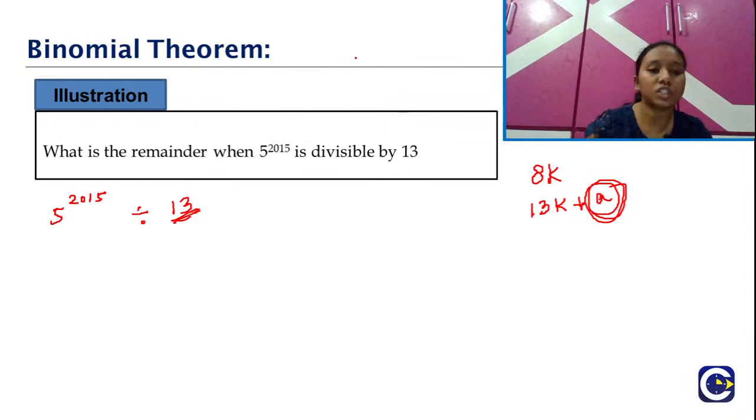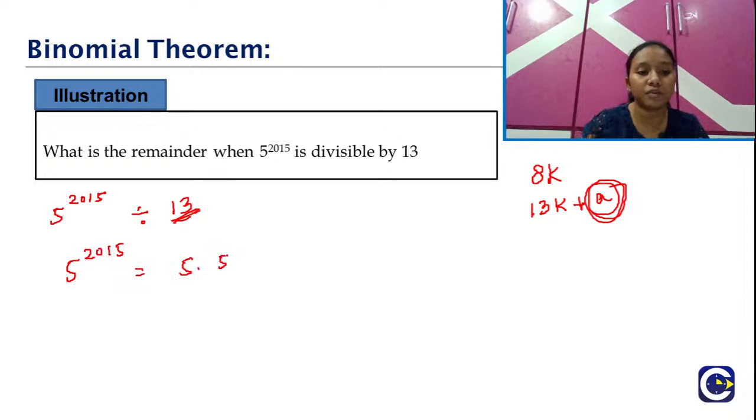So let's see how we can convert into 5. It should be something in the power. Here we are having an odd power, so we cannot split it. So I'll rewrite 5 power 2015 by taking one 5 out of it, and it will be 5 power 2014. Now I'll take 5 square, so 5 into 5 square will be 25. That means 25 power 1007.